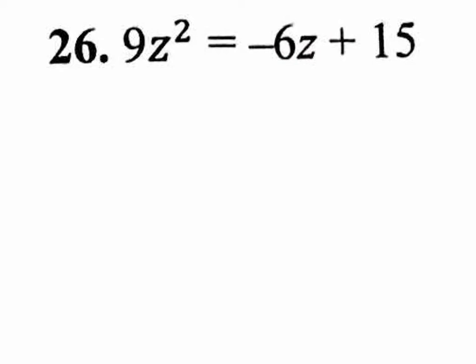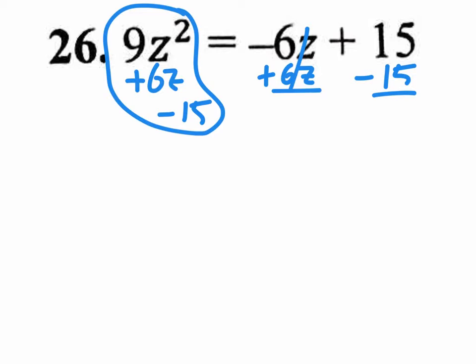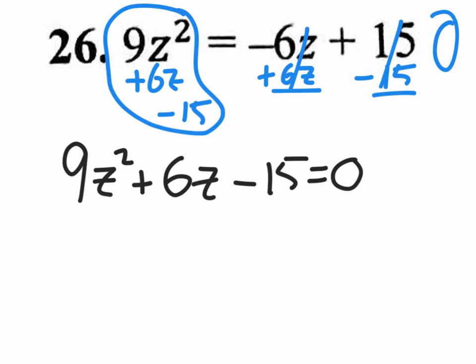26 is not equal to 0, so let's move everything to one side. I'm going to move the minus 6z by adding 6z, and I'm also going to subtract 15. So I'm going to add 6z to both sides, and I'm also going to minus 15 to both sides. So here's technically my quadratic trinomial, and it will be equal to 0 because everything canceled out on the right side. So let me rewrite this thing. You understand what I did right there? I moved everything to the left. Now it's equal to 0.